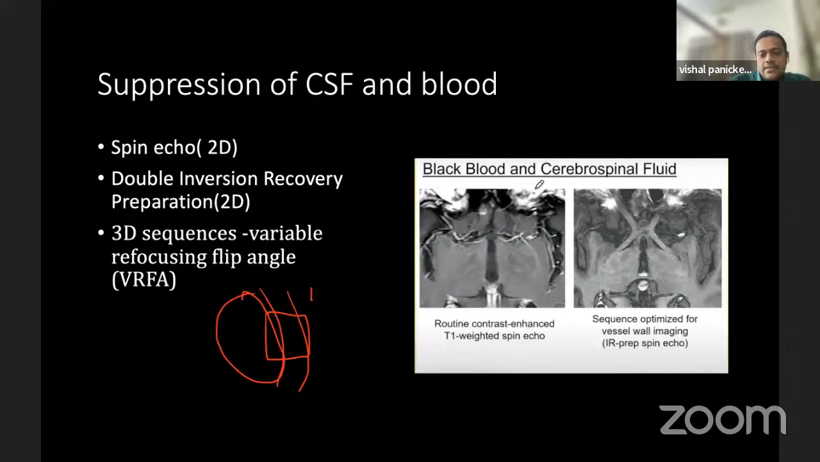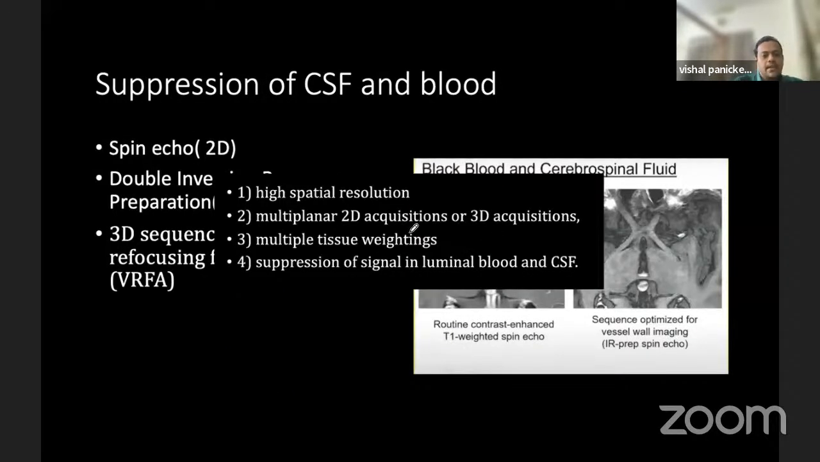In the first image, we can see a normal MRI T1 contrast image. There is a lot of enhancement along the blood vessels, that is, the MCA and its branches are enhanced. When we suppress this with a sequence optimized for vessel wall imaging, we can see the pathology, that is, vessel wall thickening along the left middle cerebral artery. So in summary, we need a high spatial resolution, multiplanar 2D acquisition or 3D acquisition, multiple tissue weighting, and suppression of signals in the lumen and CSF for better visualization of the vessel wall.